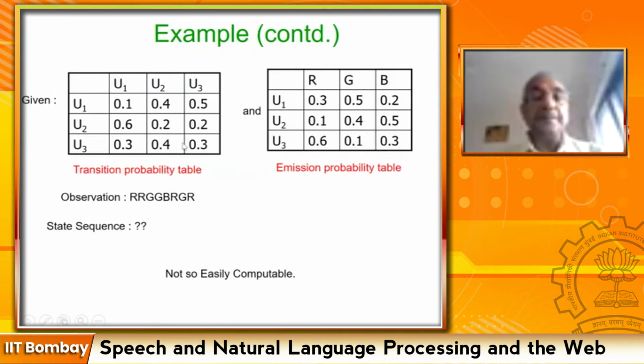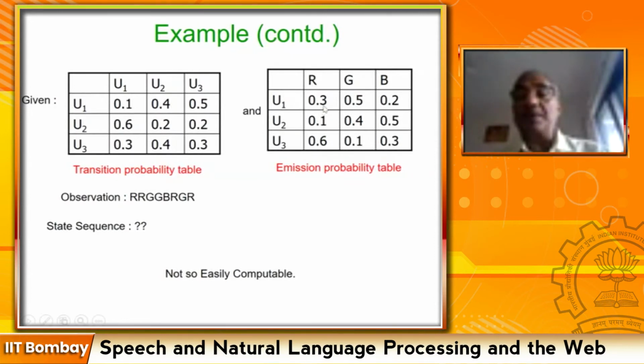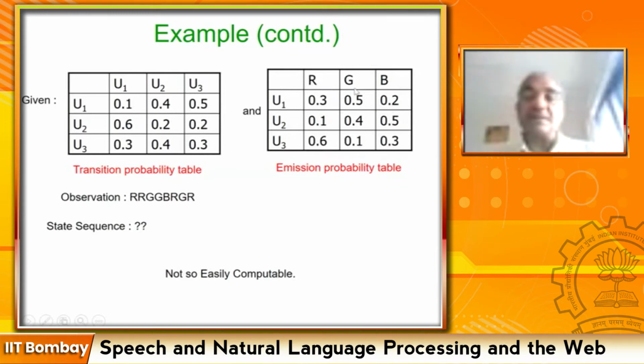So here, from the data that is given to us, the number of balls within the urns, and the fact that there are 3 urns, we have what is called the emission probability table. You see the probability of red ball from urn number 1 is 0.3, green ball 0.5, blue ball 0.2. This is as per the data given to me. Similarly, U2 and U3, the row probabilities give me these values.